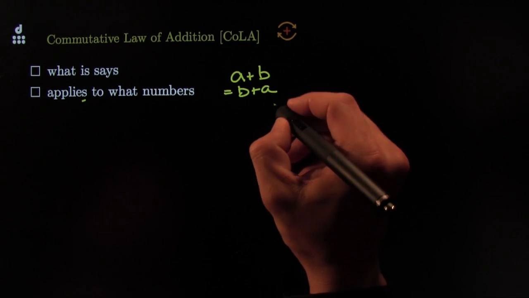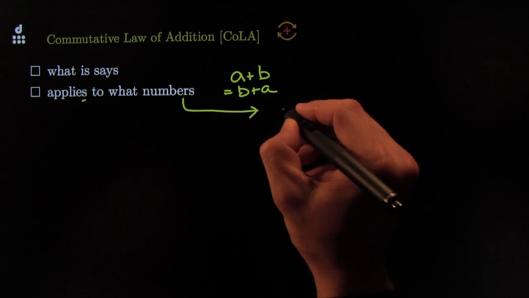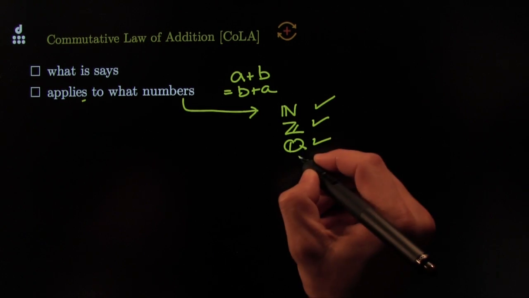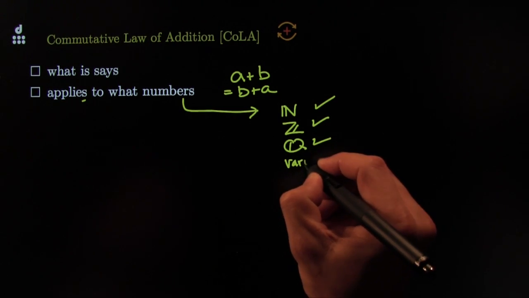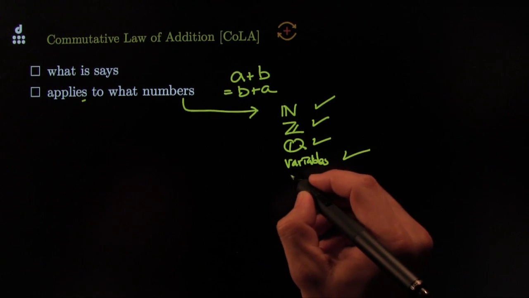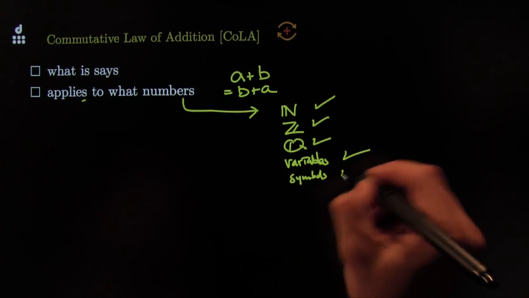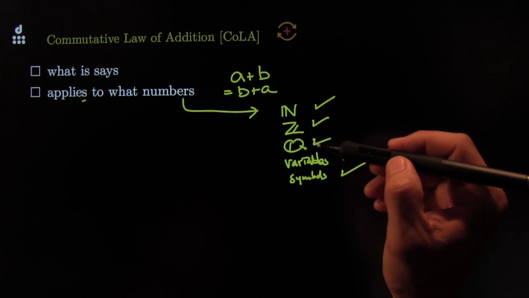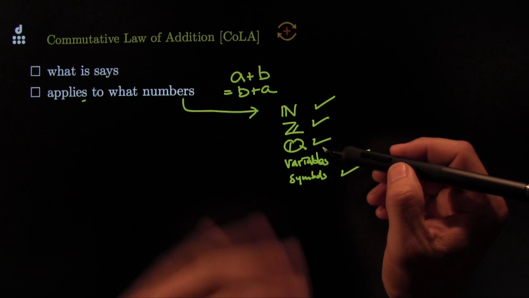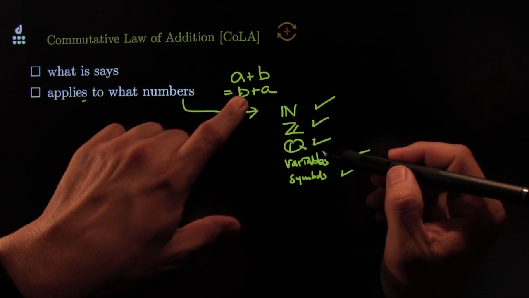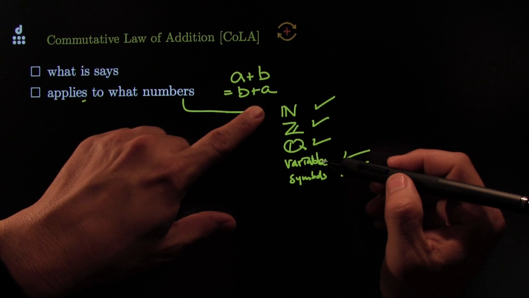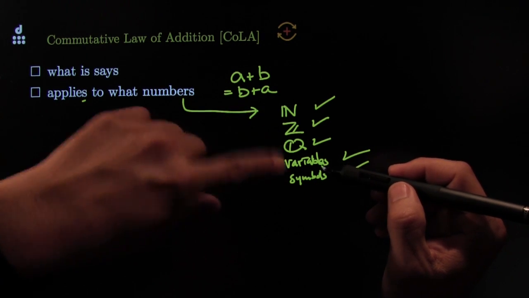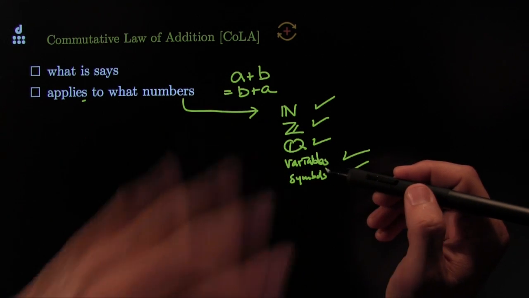Well, it applies to natural numbers, check. It applies to integers, check. It applies to rationals, check. It applies to variables, at least the variables from our class, check. It applies to symbols, at least the symbols from our class, check. It basically applies to almost anything from our class. There will be some exceptions and we will point those out when we get there, but maybe not. We'll cross that bridge when we get there. For now, all of our numbers here and variables that represent these numbers, it works for all of them.